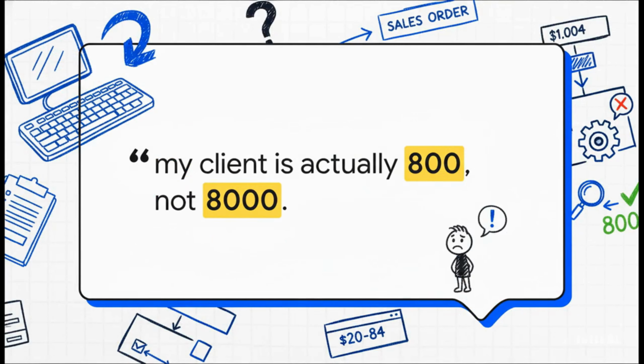And this is my favorite part, because it shows the human side of all this. During the initial build, the test just failed. And why? A simple typo. The client ID was put in as 8,000 instead of 800. It's just a perfect reminder that this automation is only as good as the instructions you give it, right down to the very last digit.